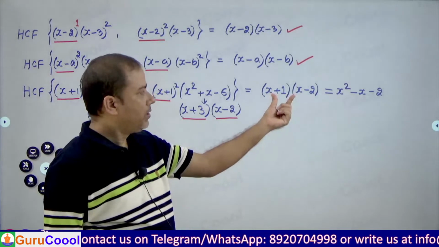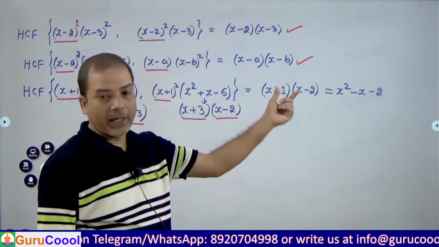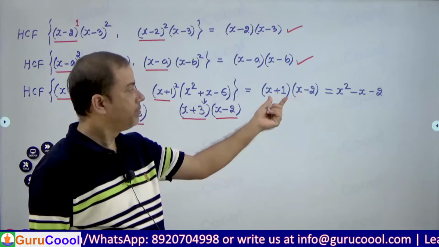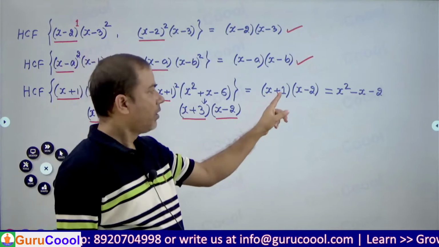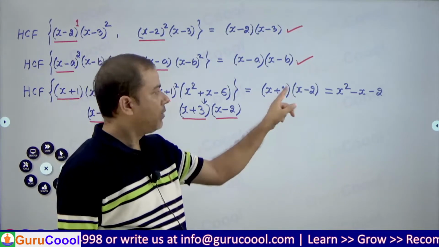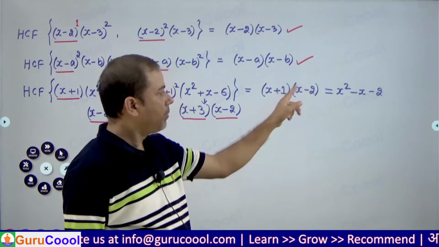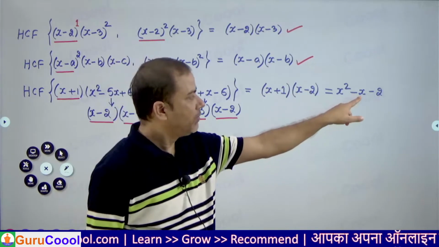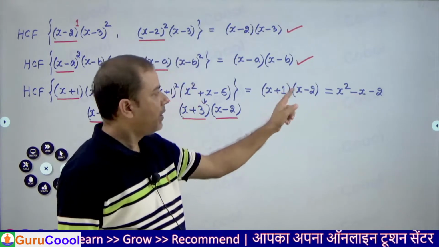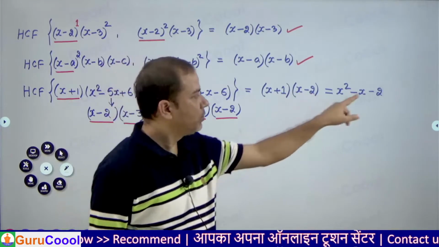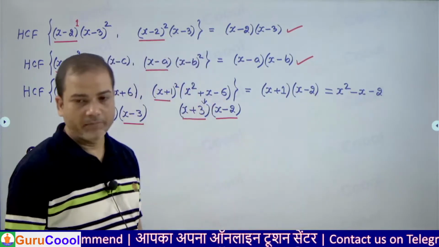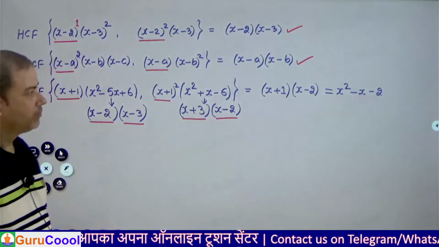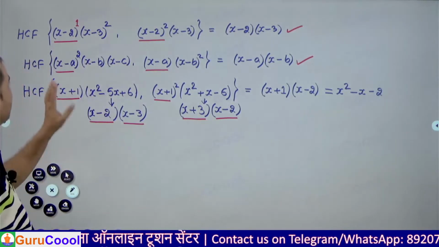You have learned how to multiply such two brackets, right? Yes, sir. Like a plus b, you do a plus b here, 1 minus 2 is minus 1, you write minus 1 with x, and then you multiply a and b, 1 into minus 2, that is minus 2, correct? Yes, sir.